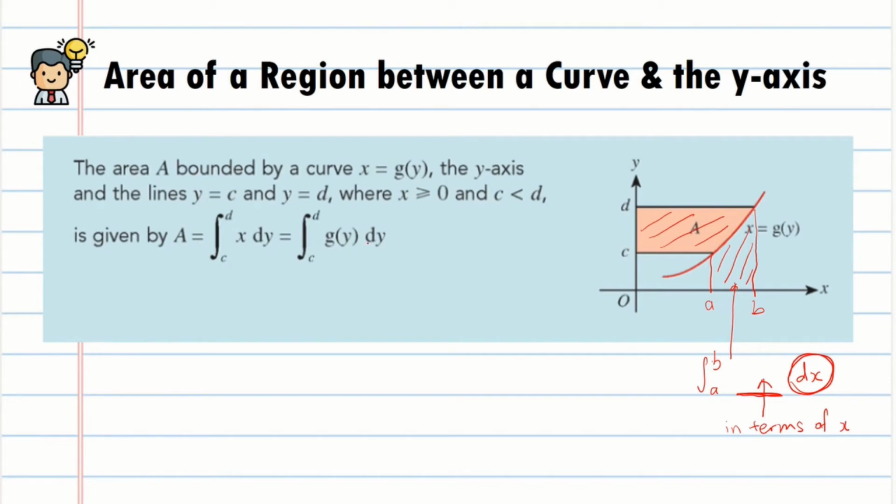So now that we want to find the area between a curve and the y-axis, which is over here, we will actually be integrating with respect to y. So in order to integrate with respect to y, our function over here must be in terms of y instead.